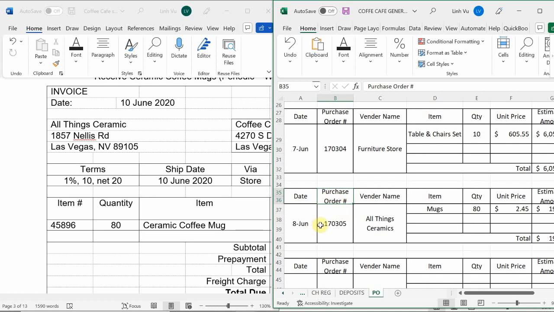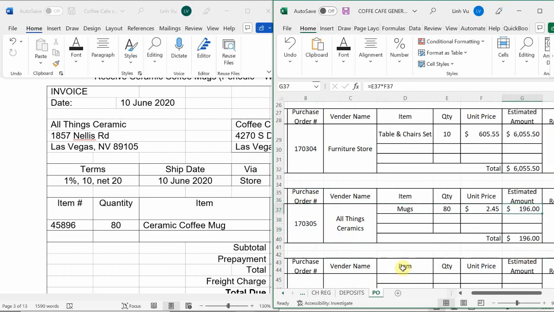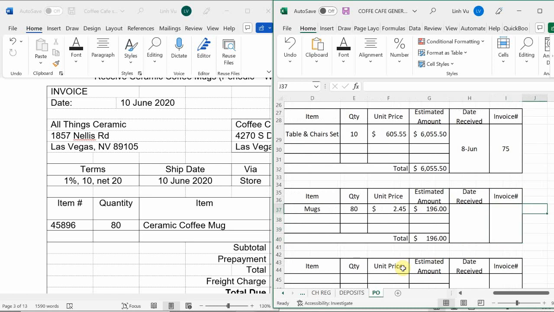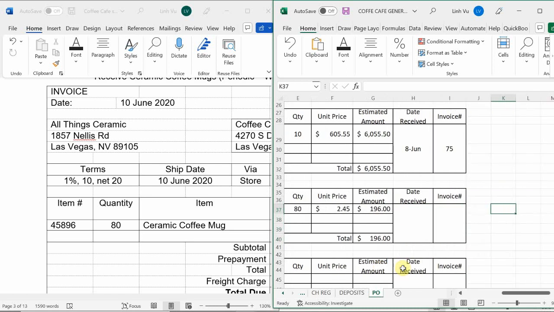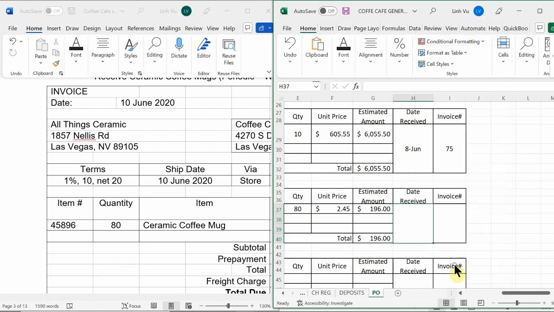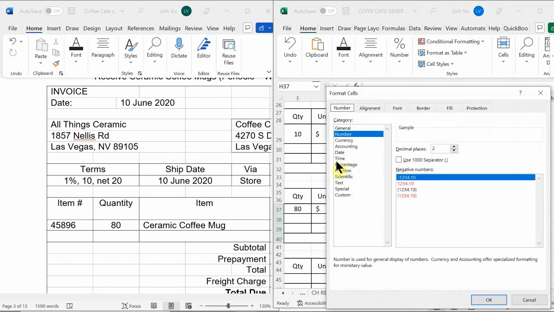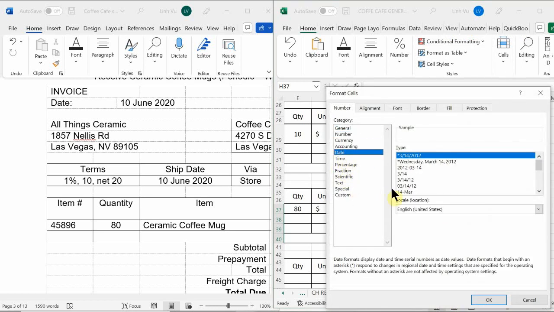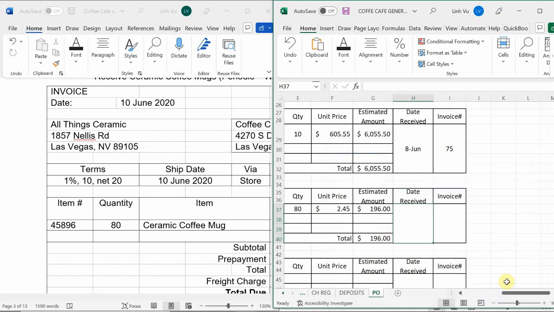So in this case, right here, All Things Ceramics, 305. We got 80 mugs costing $2.45 each, which is true for the $196, right? Shipping can vary, depending on how much I order. So in this case, when did we receive these items? The 10th. With invoice 126. Yes, okay, so let me see. Date. Today is the 10th. Invoice number 126.